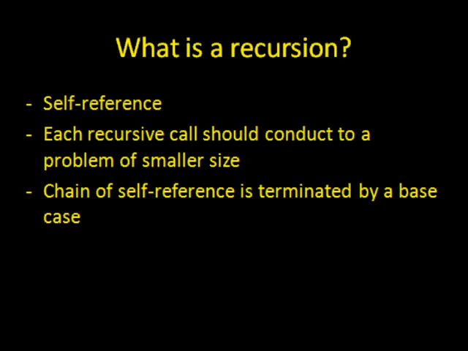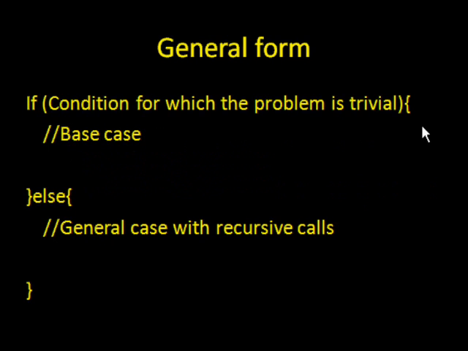What is recursion? Well, if you think of yourself as a computer scientist and you don't know what recursion is, shame on you. Basically, it means self-reference, that using recursion for problem solving means that you are referencing yourself several times in order to get the answer. Each recursive call should lead to a problem of a smaller size, so the problem should get smaller as you continue on with it. The chain of self-reference is eventually terminated by a base case which you define yourself.